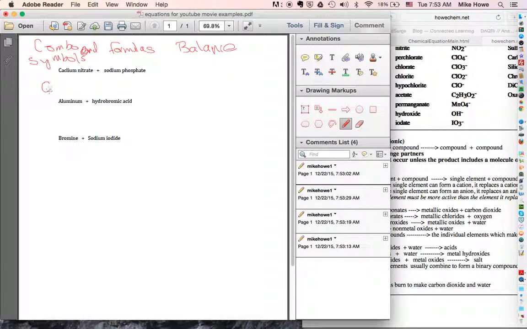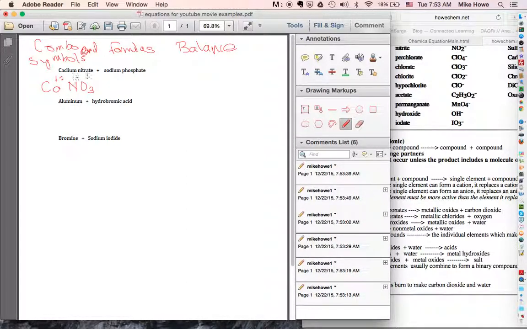So for calcium nitrate, you'd have calcium and you'd have nitrate. Once again, you're going to need to know these polyatomic ions. Calcium, that's a Ca there. Calcium is a +2 oxidation state. Nitrate's -1. We'll come back and adjust the formula later. Plus sodium phosphate.